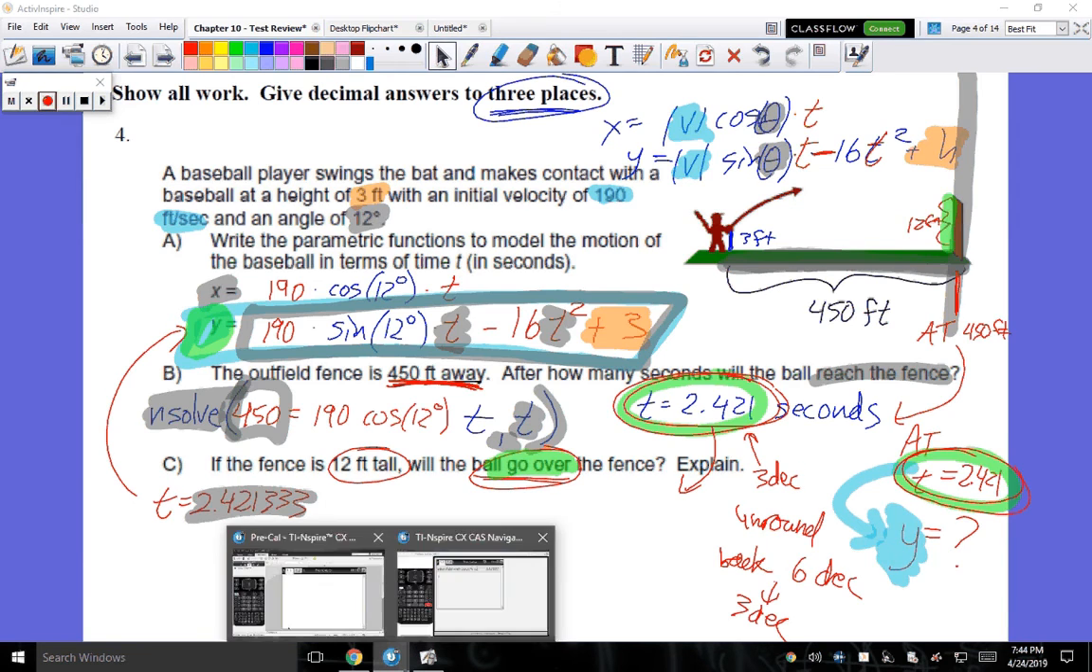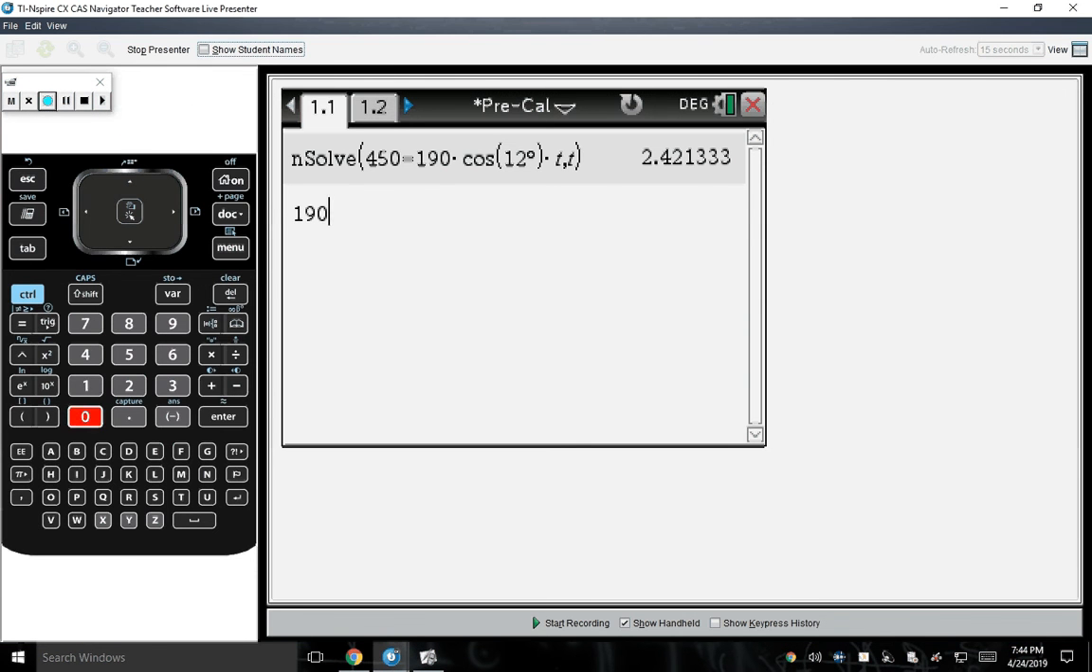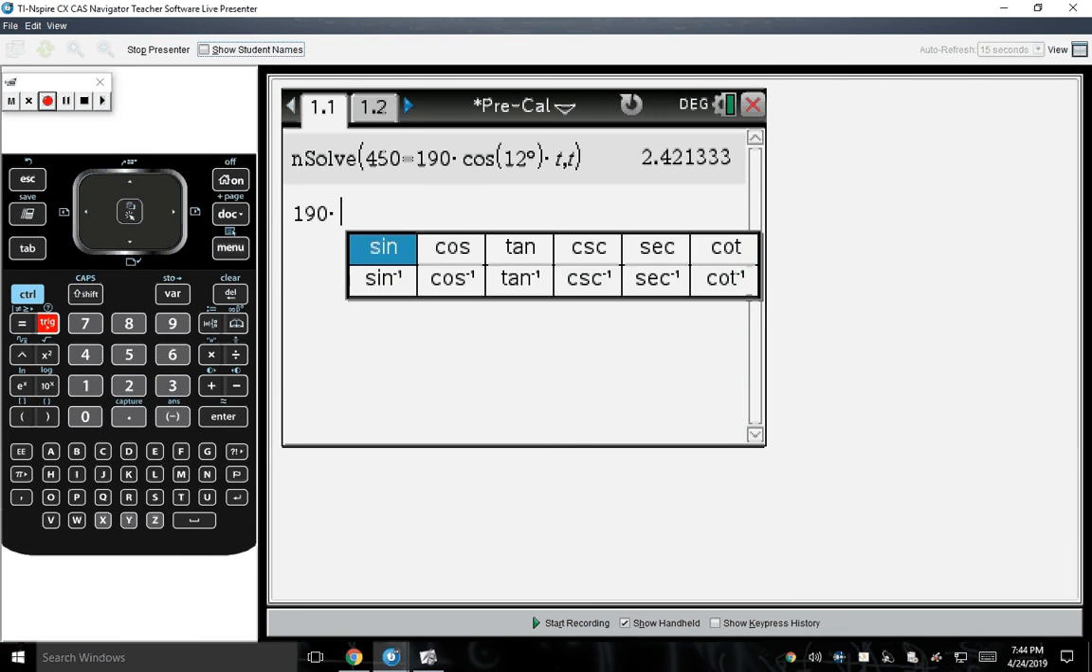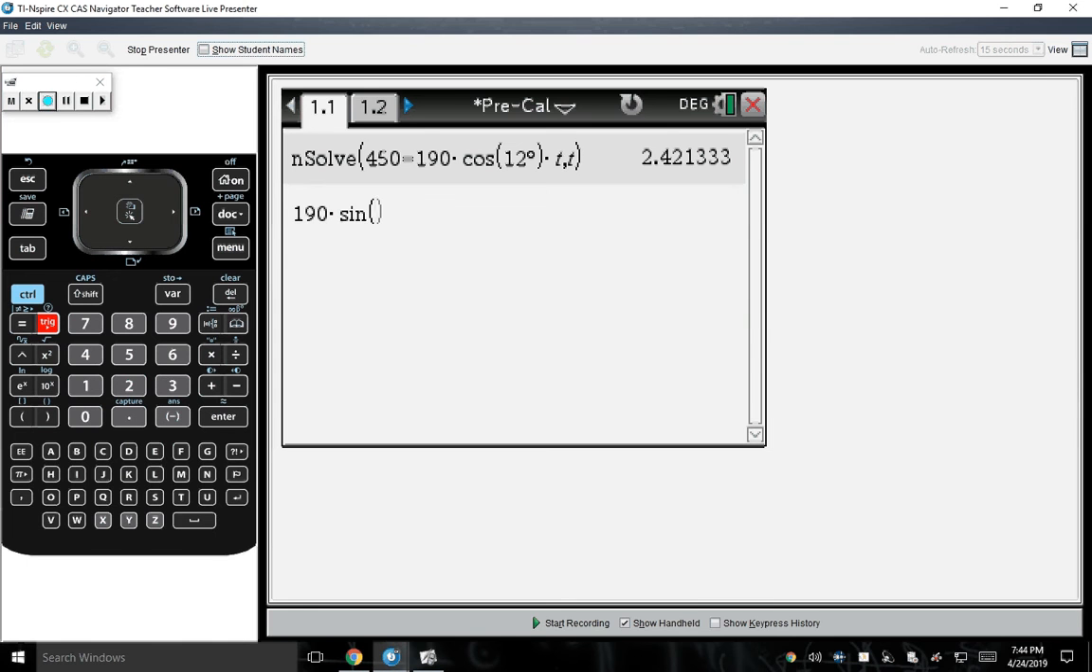So we're going to do 190 times the sine of 12. We don't have to put the degrees because it's in degree mode. And then it's going to be multiplied by, and I can just go up here and press enter. That's my t value. And then it's going to be minus, go up here, press enter, 16t squared. Sorry, I forgot the 16. Let me input that right here real quick. So 16t squared, and then plus 3 at the very end.